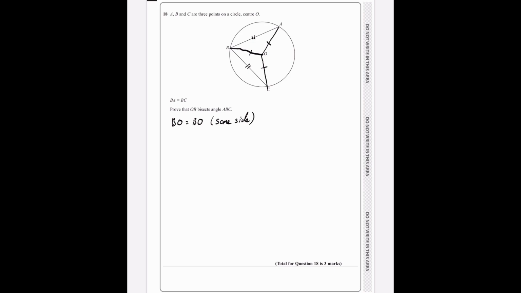Now, for congruency, side, side, side, I'm going for. So BO is equal to BO because it's the same side. BA is equal to BC. It tells us that in the question. And lastly, OA is equal to OC. That is because both of those lengths are radii.